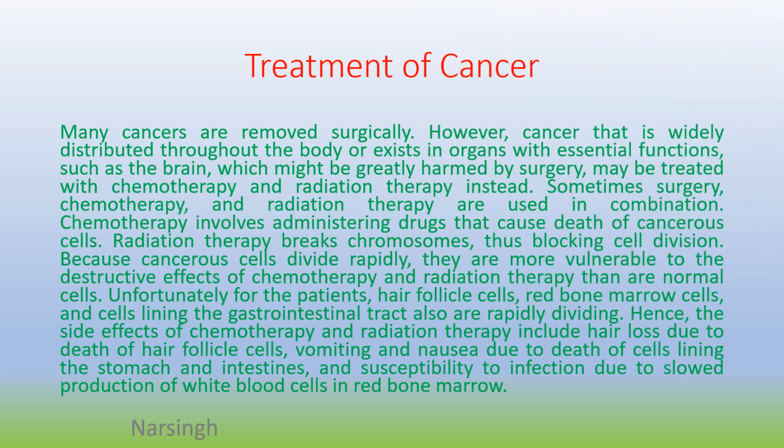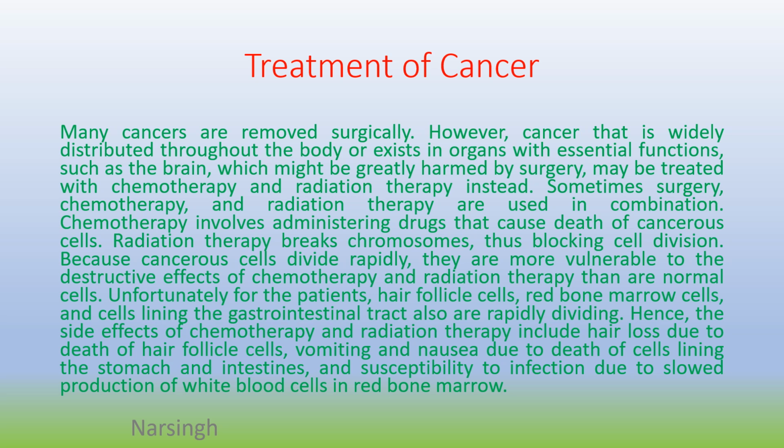Treatment of cancer. Many cancers are removed surgically. However, cancer that is widely distributed throughout the body or exists in organs with essential functions, such as the brain, which might be greatly harmed by surgery, may be treated with chemotherapy and radiation therapy instead. Sometimes surgery, chemotherapy, and radiation therapy are used in combination. Chemotherapy involves administering drugs that cause death of cancerous cells. Radiation therapy breaks chromosomes, thus blocking cell division.